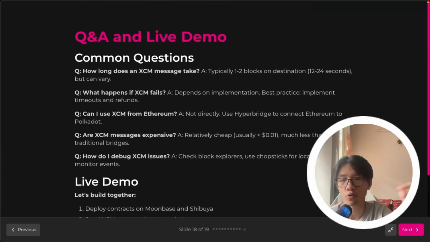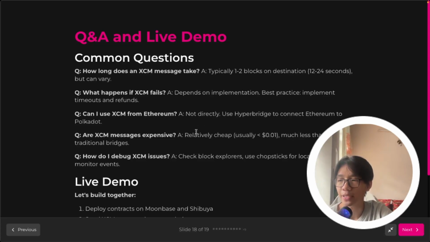For some common questions: how long does an XCM message take? Typically 1 or 2 blocks on the destination chain, so around 10 to 24 seconds, but it can vary. What happens if XCM fails? It depends on the implementation, so the best practice is to implement timeouts and refunds. Can I use XCM from Ethereum? Not directly. You can use Hyperbridge to connect Ethereum to Polkadot, but XCM only connects parachain to parachain.